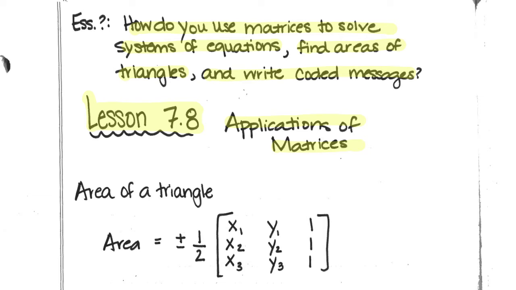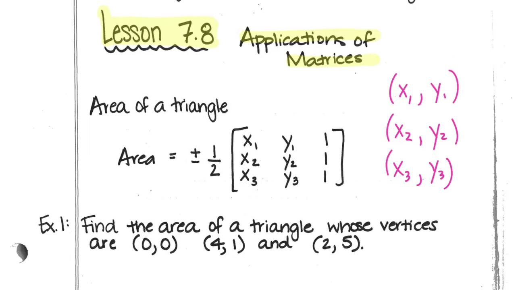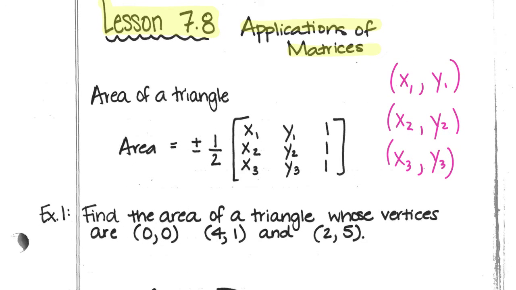All right, so if we look at the area of a triangle, we know the area is equal to plus or minus 1/2, and they have this weird thing here. So it says x sub 1, y sub 1, and 1, x sub 2, y sub 2, and 1, x sub 3, y sub 3, and 1. So notice that it does take 3 points to make a triangle. So that's where they're getting x sub 1, y sub 1, x sub 2, y sub 2, and x sub 3, y sub 3. So let's start out by looking at the area of a triangle whose vertices are 0, 0, 4, 1, and 2, 5.